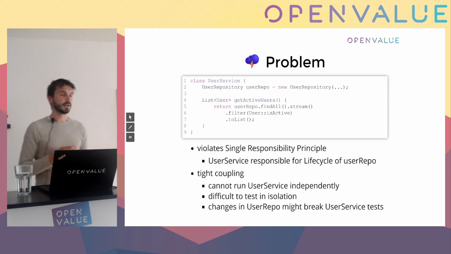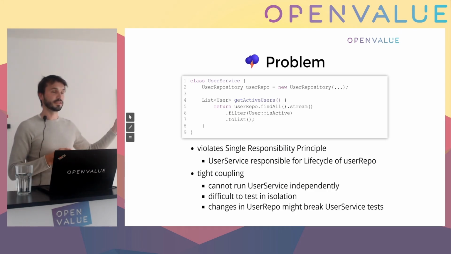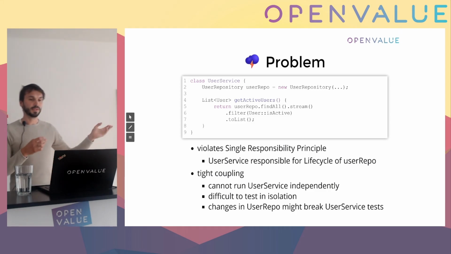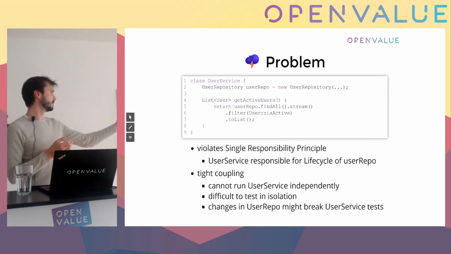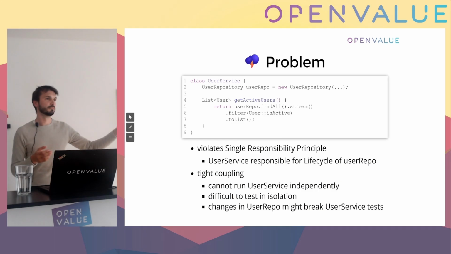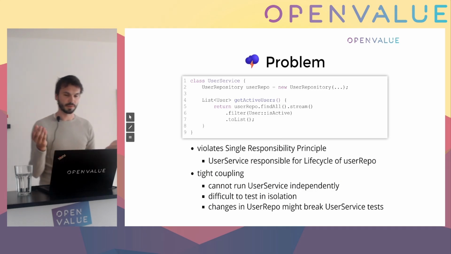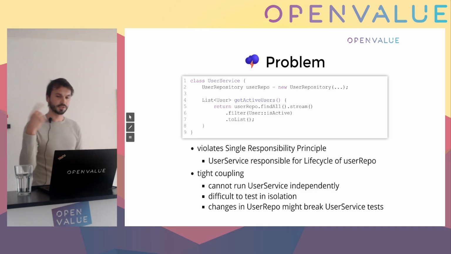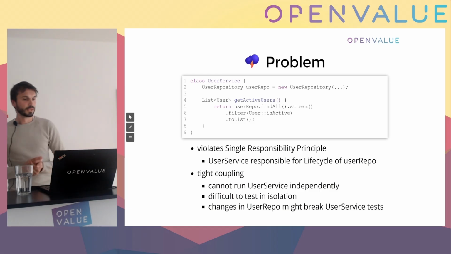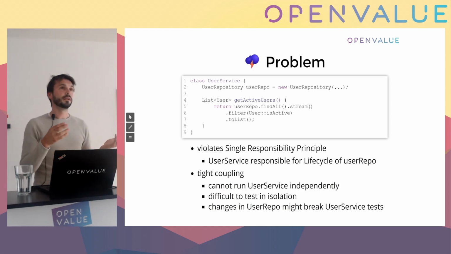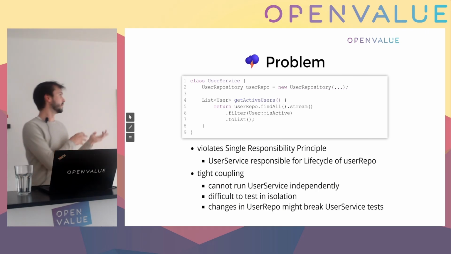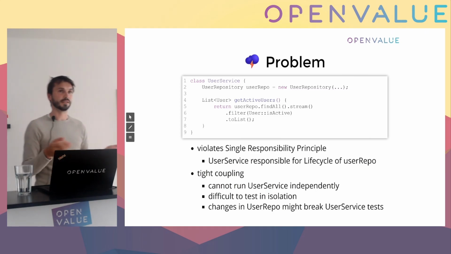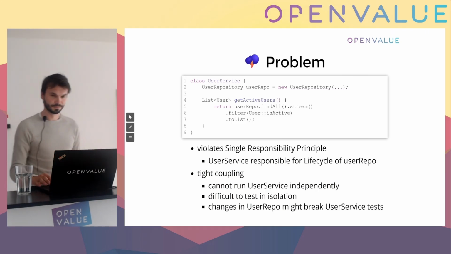The classes are also tightly coupled. So I'm not able to test the getActiveUsers method independent of the user repository. Even though the contract is kind of clear, so the findAll probably returns the list of users or something like this, I always have to call it first. That might be a problem when I change something in the user repository. It might make the test of the user service fail. And that's also something we don't want to have.